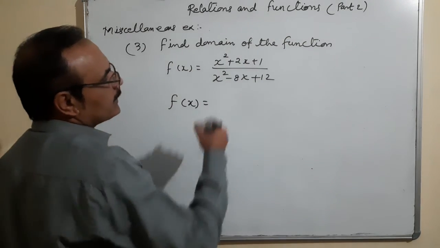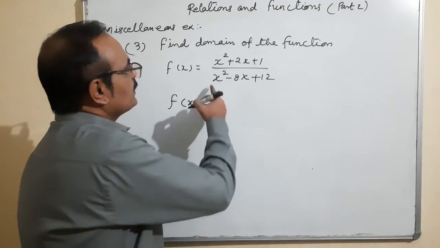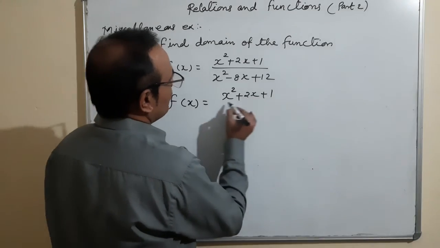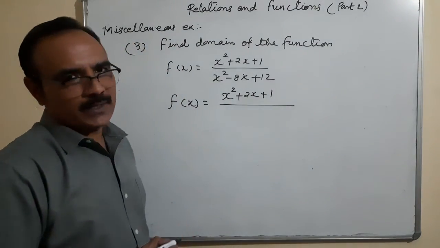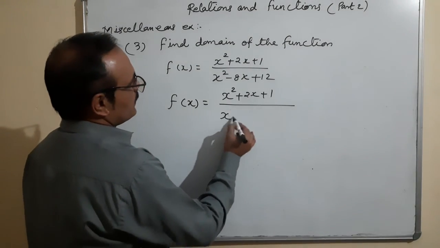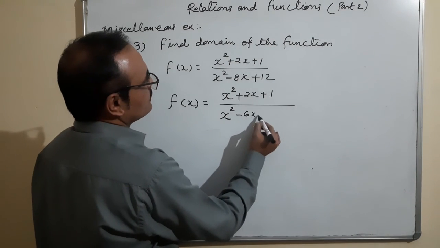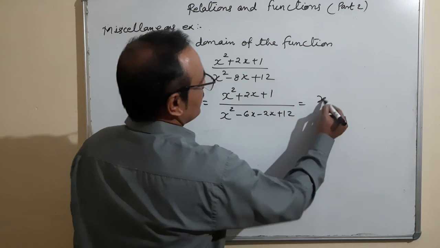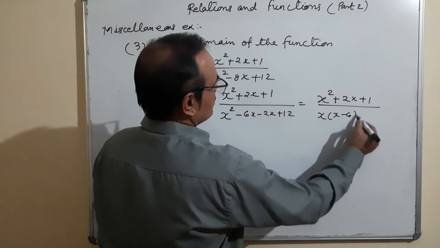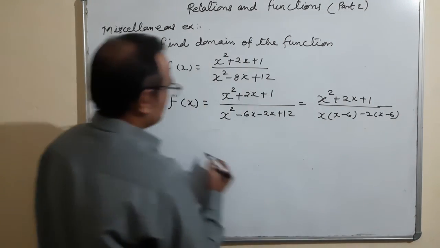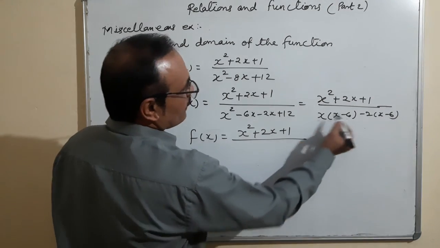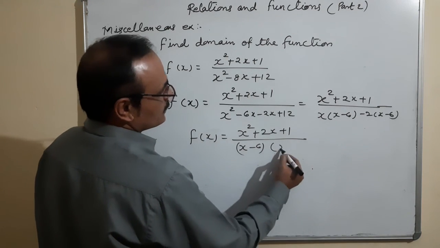There is no problem in the numerator. In the numerator you can put anything, it's defined. But in the denominator, let us see. x square plus 2x plus 1 upon x square minus 8x plus 12. This is a quadratic polynomial, which can be solved by splitting the middle term. So x square minus 6x minus 2x plus 12. So it is x square plus 2x plus 1 upon x common x minus 6 minus 2 common x minus 6. So f of x is equal to x square plus 2x plus 1 upon x minus 6 times x minus 2.